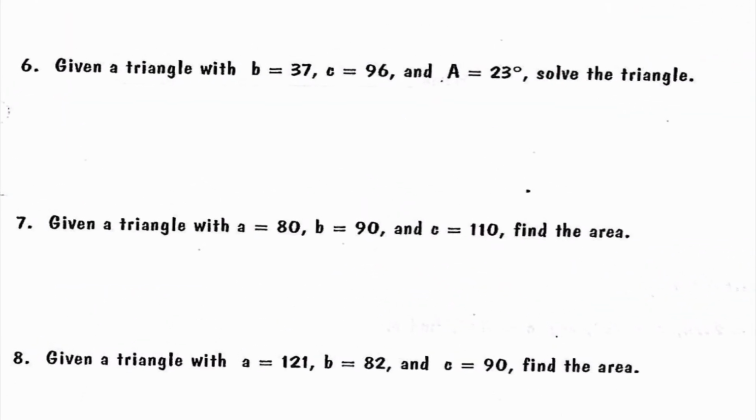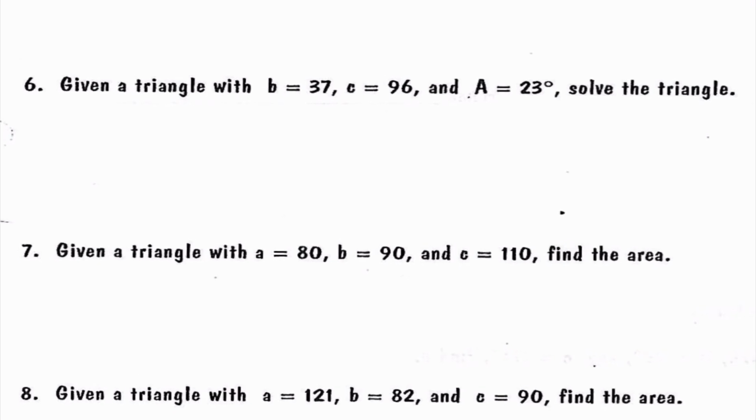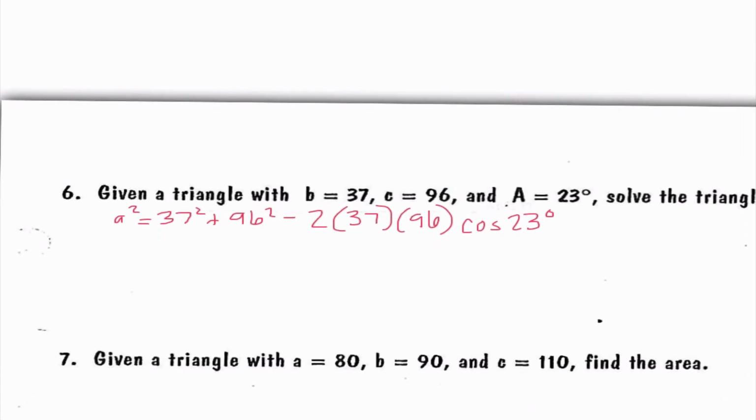Okay, number 6 is similar. It's asking us to solve for the triangle. And once again, with the information given, I have to find side A first. So I'm going to say A squared equals, and I'm going to skip that step and just substitute straight in. So I'm just writing all this stuff in there. And now I'm going to go ahead and put this in my calculator. And when I put that in, I end up getting something like A squared equals 4,045. When I square root both sides, I get A equals 63.6.